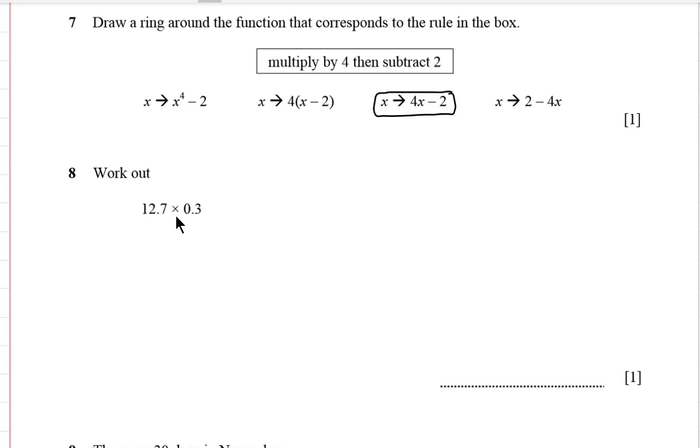Question 8. Work out 12.7 times 0.3. We can remove the decimal and multiply 127 times 3 in any way, like this. 7 times 3 is 21.